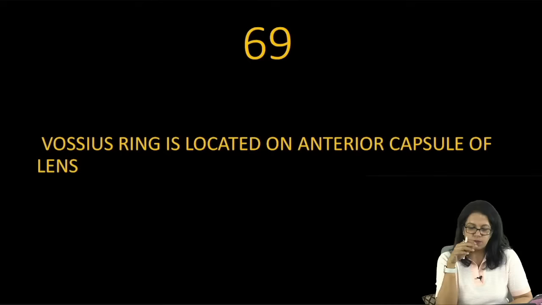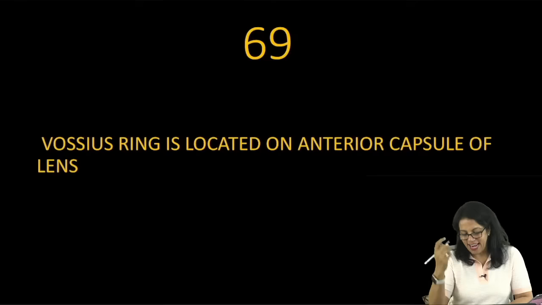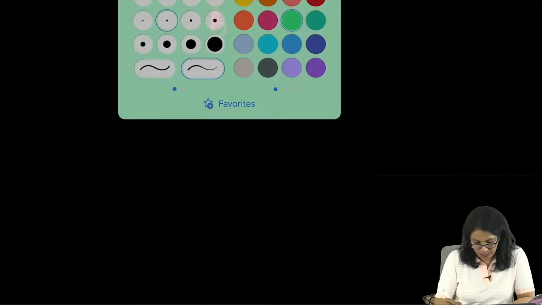So, I think this is very simple. We all know Vossius ring is a feature of blunt trauma. It's an imprint of pigment on the anterior capsule of the lens. What are the other features of blunt trauma apart from this? Kya bologe?